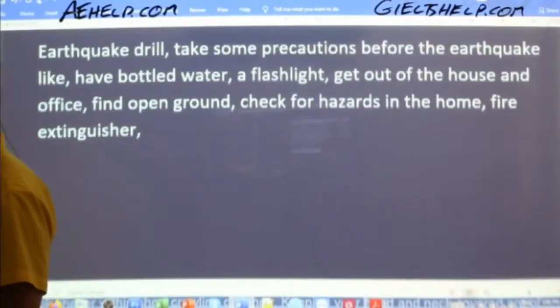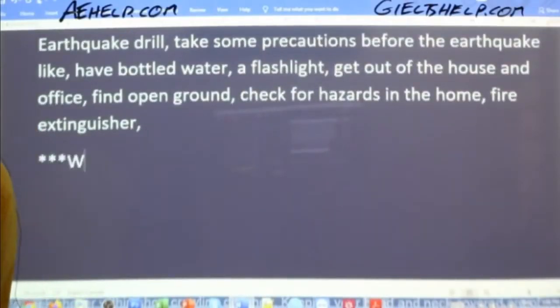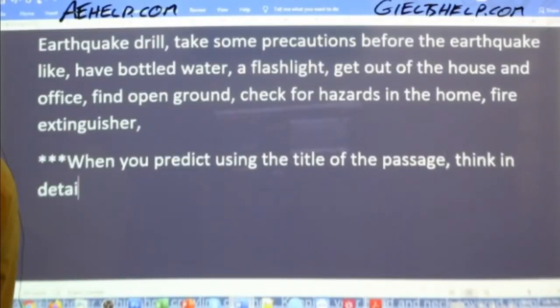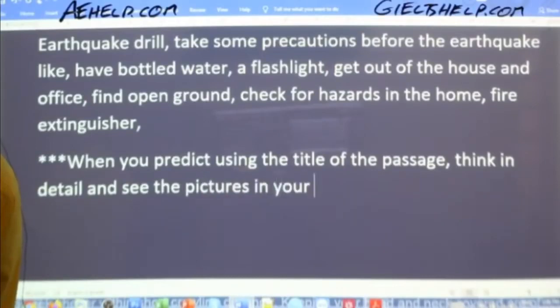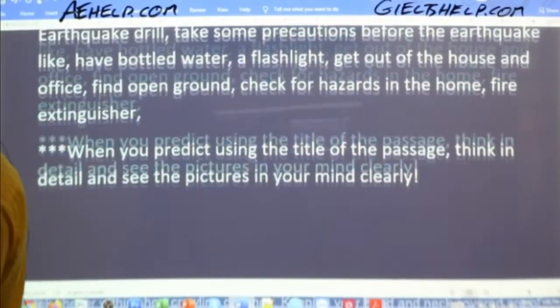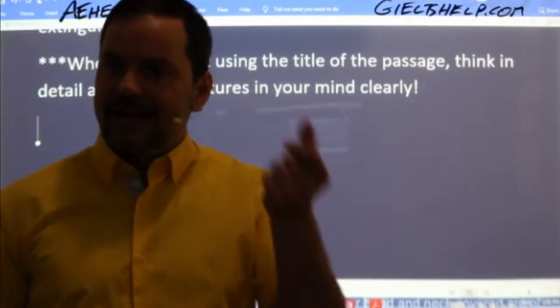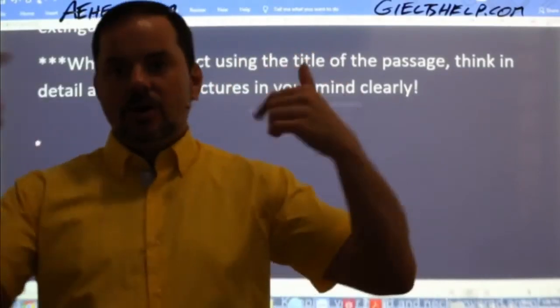So when you predict using the title of the passage, think in detail and see the pictures in your mind clearly. All right, fantastic. So you're doing that. You're doing a good job. This is happening super, super fast, quickly, right? You're seeing all those pictures.